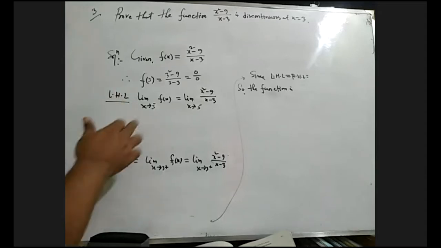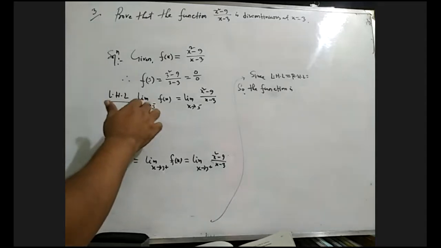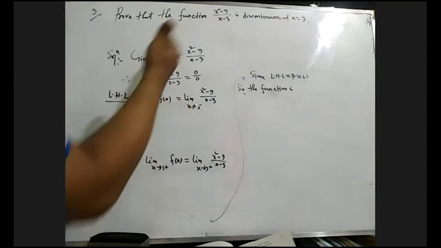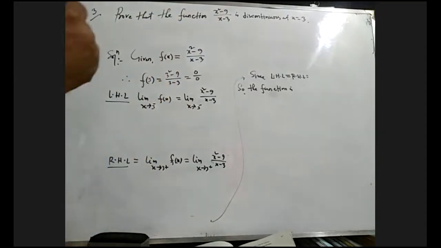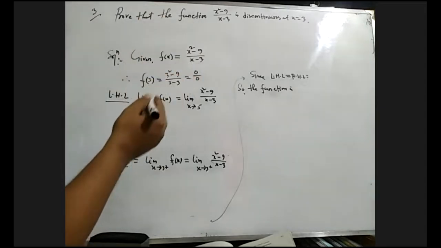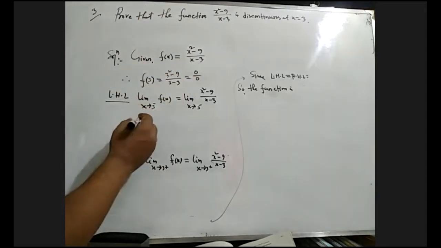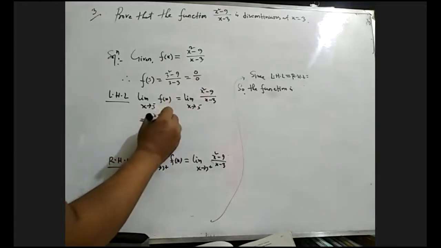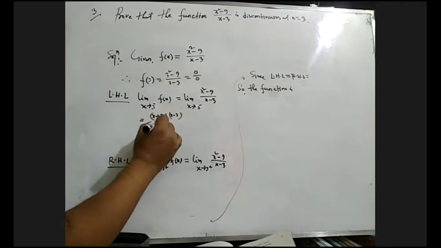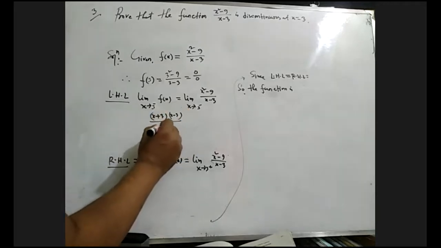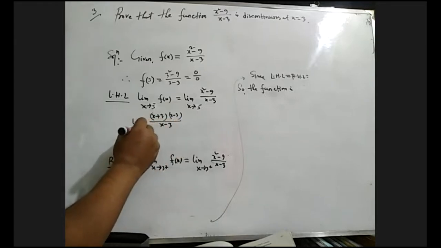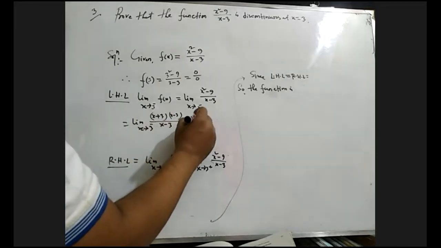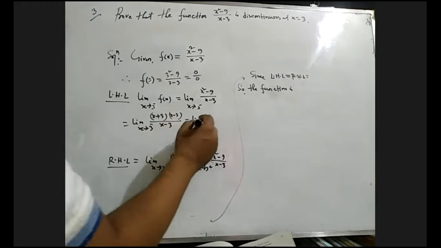Now left hand limit, what will be? Limit x tends to 3 minus of f of x, in which function, x less than 3? Actually, the given function is the same function, because there is no specific domain. So from this line we can write x square minus 9 equals to x plus 3 times x minus 3, divided by x minus 3, limit x tends to 3. So this equals to x plus 3, since x minus 3 will be cancelled.